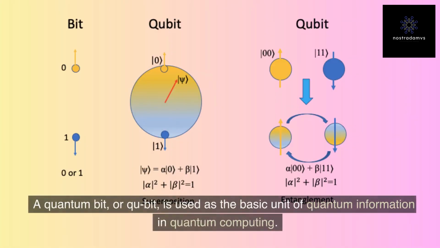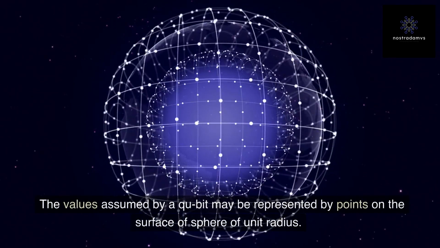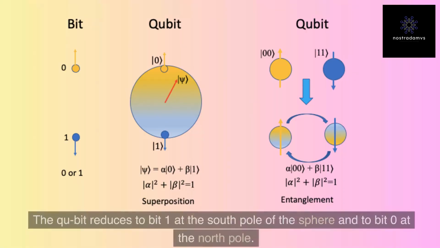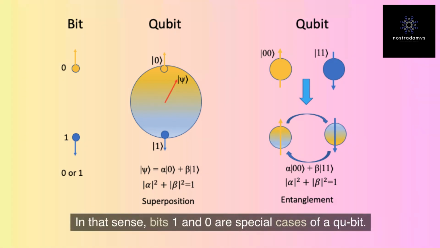A quantum bit, or qubit, is used as the basic unit of quantum information in quantum computing. The values assumed by a qubit may be represented by points on the surface of sphere of unit radius. The qubit reduces to bit 1 at the south pole of the sphere and to bit 0 at the north pole. In that sense, bits 1 and 0 are special cases of a qubit.